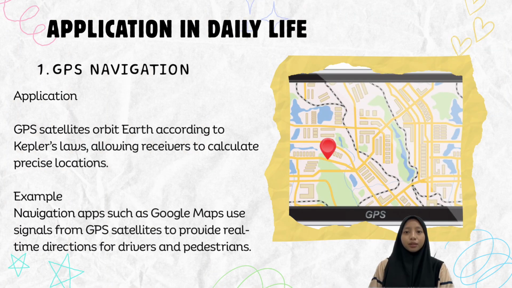Next, let's look at 3 daily life applications of Kepler's law of planetary motion. The first application is GPS navigation. GPS satellites orbit the Earth based on Kepler's law, allowing their position to be predicted accurately. This helps navigation system provide precise location and direction. For example, Google Maps uses GPS satellite signal to guide users to their destination.